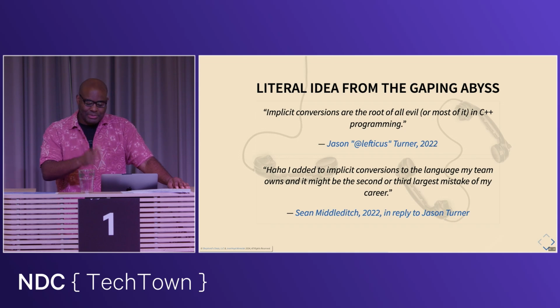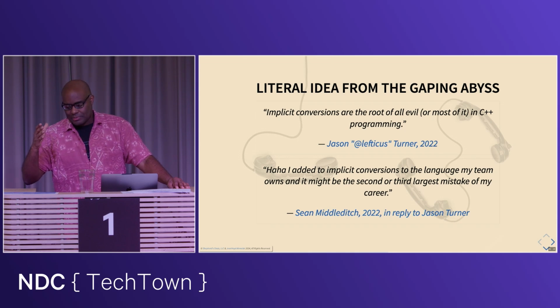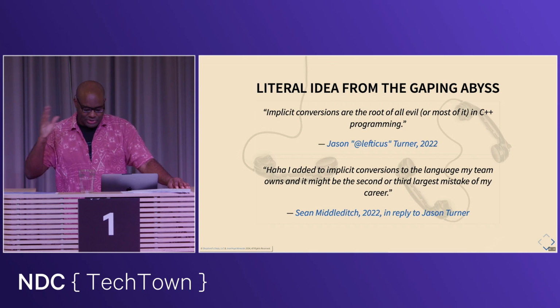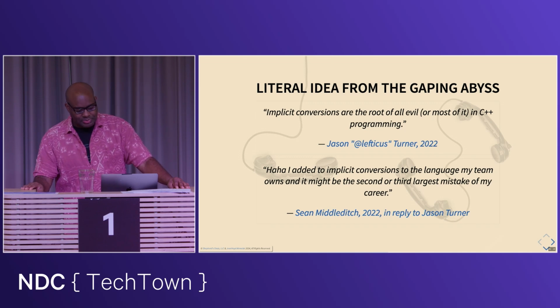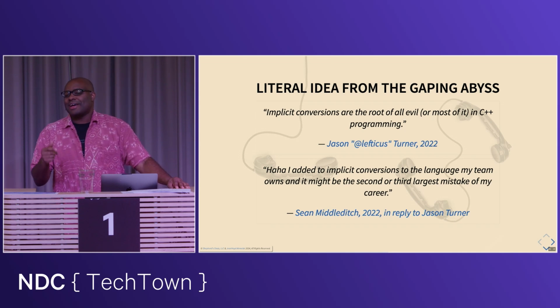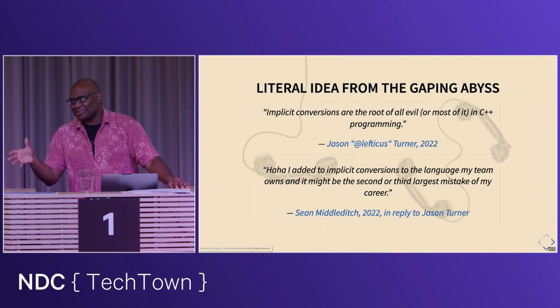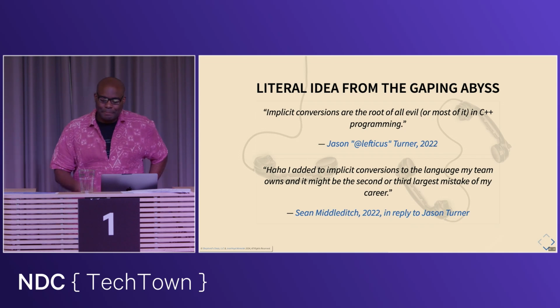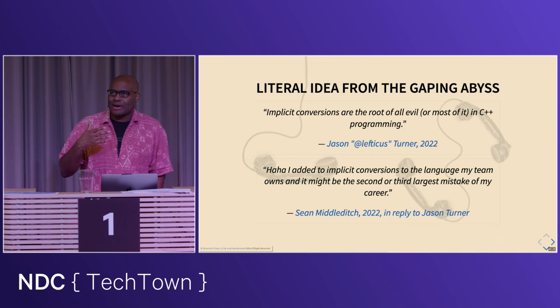Similarly, Sean Middleditch, who worked at Blizzard on a survival game, a senior programmer with tons of experience under his belt, actually made his own language, and he put implicit conversions in it. And he says it's his second or third largest mistake of his whole career, right? The Rust folk also got a whiff of implicit conversions from C++, and some from C, and decided to never have any of them in their language at all, right?